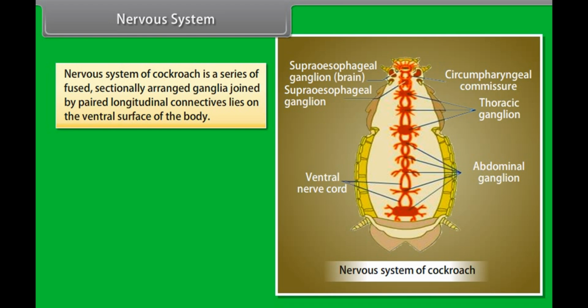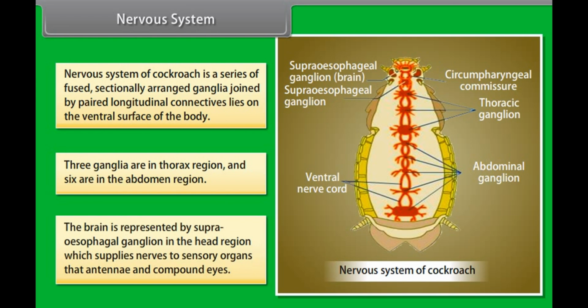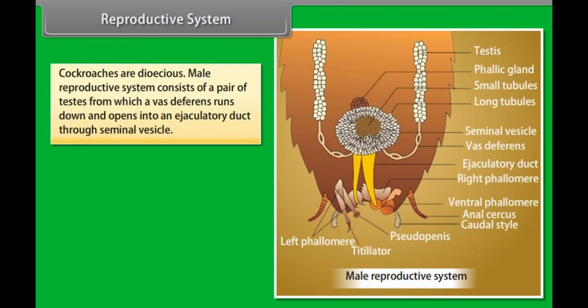Nervous system. The nervous system of the cockroach is a series of fused, segmentally arranged ganglia joined by paired longitudinal connectives, lying on the ventral surface of the body. 3 ganglia are in the thorax region and 6 are in the abdomen region. The brain is represented by the supraoesophageal ganglion in the head region, which supplies nerves to sensory organs, that is, the antennae and compound eyes. Reproductive system. Cockroaches are dioecious.